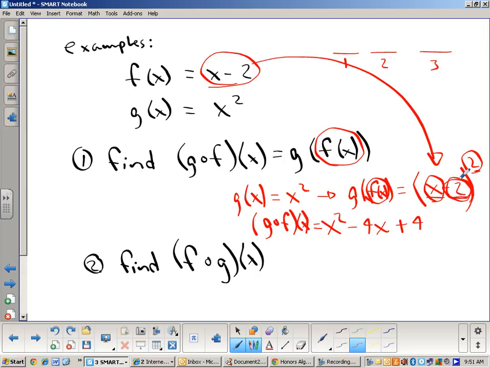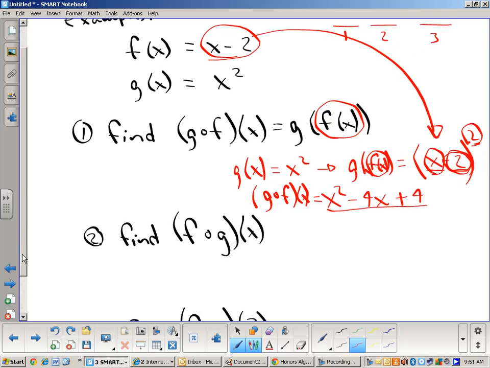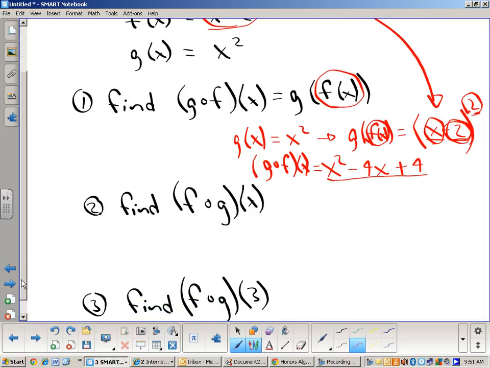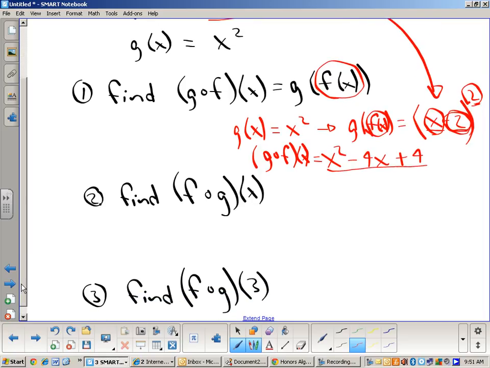So the composite g of f of x is equal to x squared minus 4x plus 4. Okay? What's the difference between example 1 and example 2? Don't read that composite symbol as an O. That might create some problems.